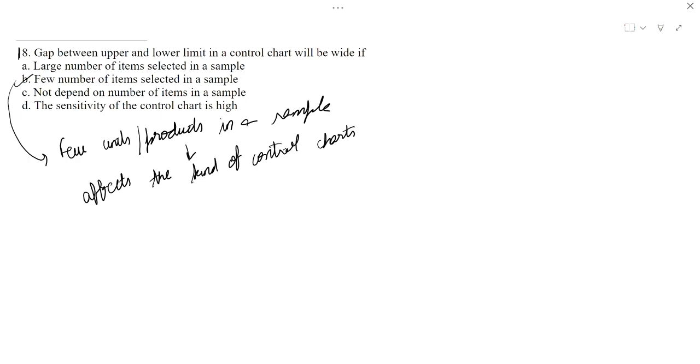So there can be a lot of variation when fewer samples are selected, so the control limits may be very wide. That may lead to a situation where the things being produced may not be within the acceptable level. So these are some of the scenarios which can happen when the gap between the upper control limit and lower control limit is very wide or very narrow in a control chart.